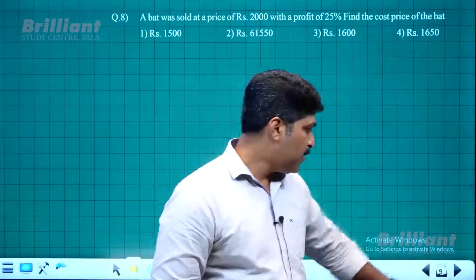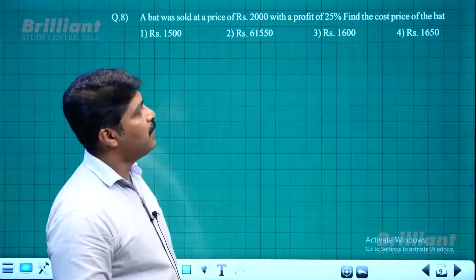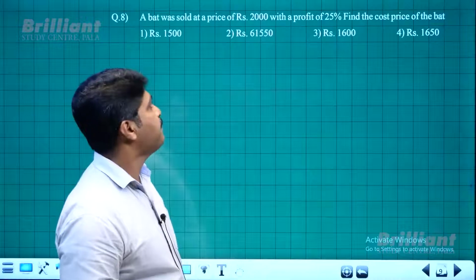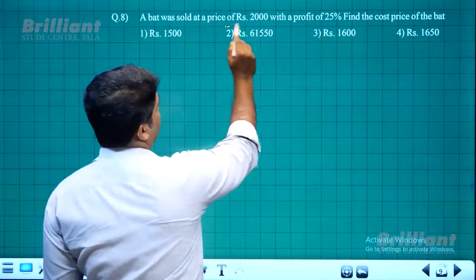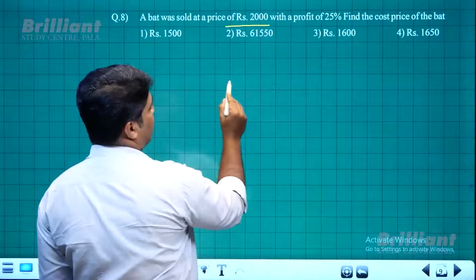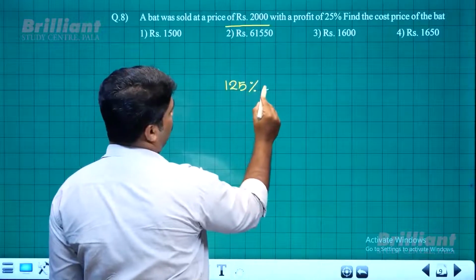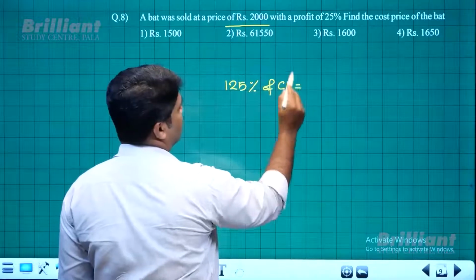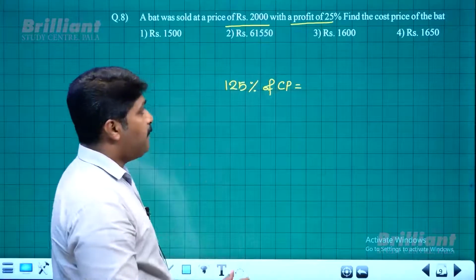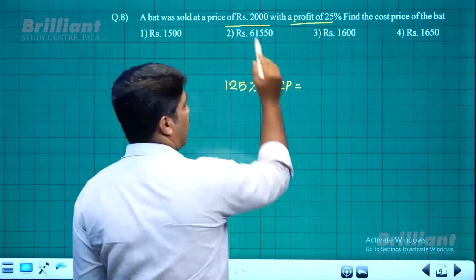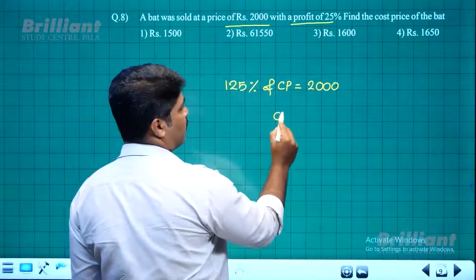Okay, then the next question. A bat was sold at a price of 2,000 with a profit of 25%, and we need to find the cost price of the bat. Here, this is the selling price. Selling price is 125% of cost price. Why? Because there is a profit of 25%. This is a direct approach. 125% of the cost price is the selling price here. Got it? Then we can easily find the cost price of the bat.